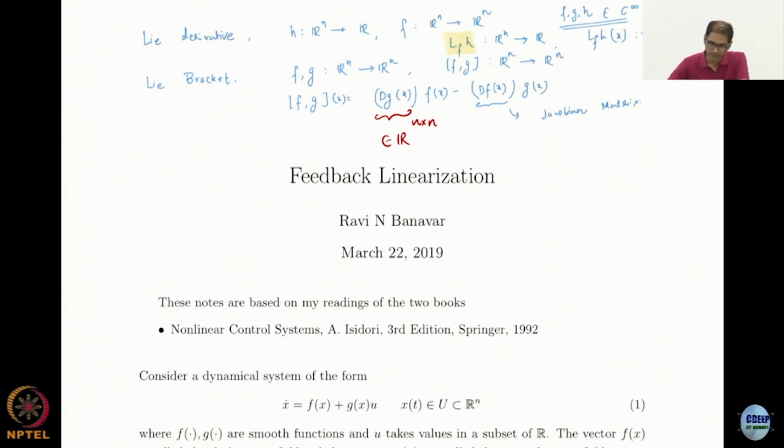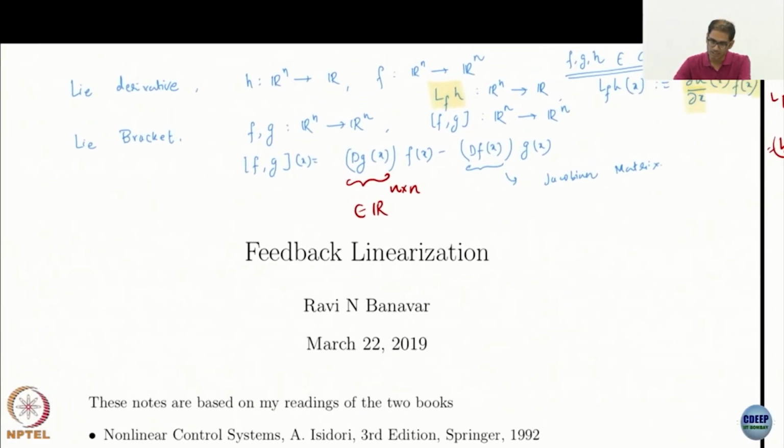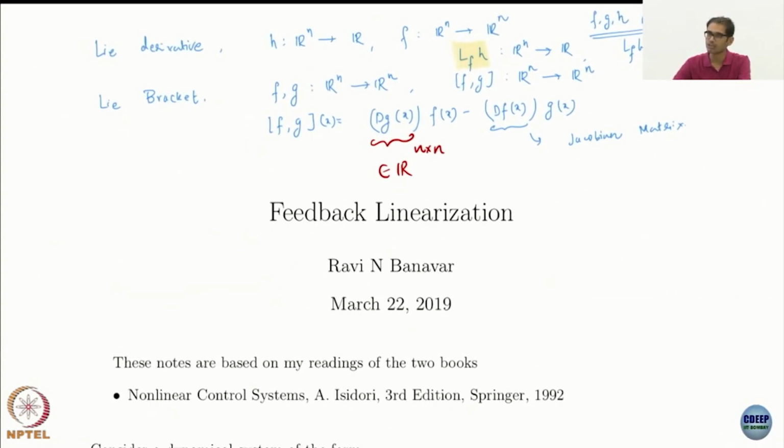So what is the Lie bracket? It's a bracket operation, that is, it takes two vector fields. Here we had a scalar valued function and a vector field. Here we take two vector fields, and what is the Lie bracket? It simply is this operation: Dg(x) f(x) minus Df(x) g(x). What is this Dg, Df? This is just the Jacobian. This is how it's written.